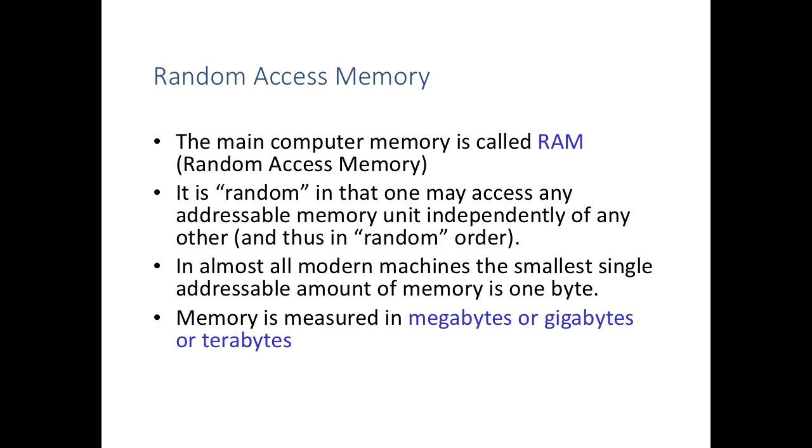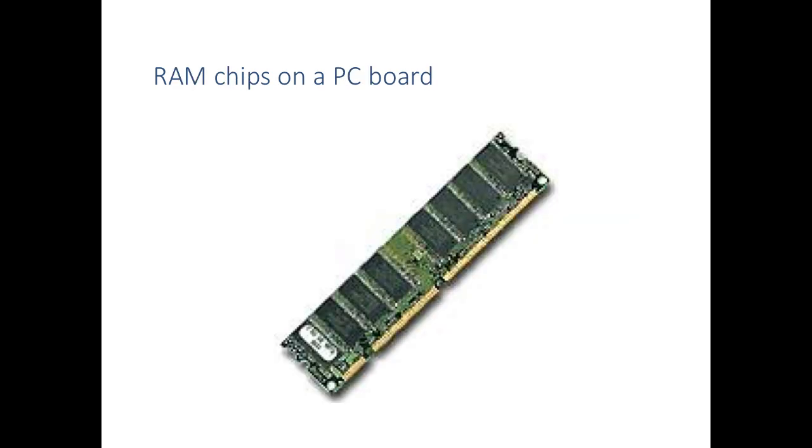RAM, or random access memory, is typically used for the computer's main memory, and most modern machines typically address 1 byte at a time, and it's often possible to address many megabytes or even gigabytes of memory. This is an example of a RAM module, and you can see the different chips have been mounted onto the module, and then it was assembled to be able to plug in to a single SIMM slot.